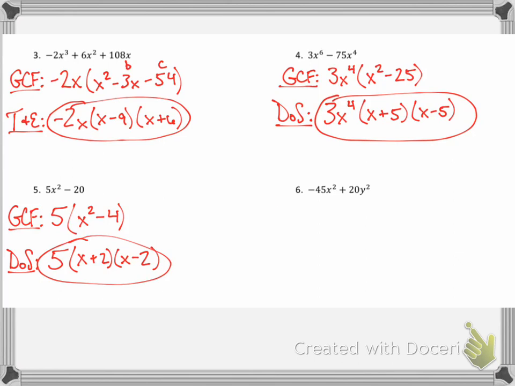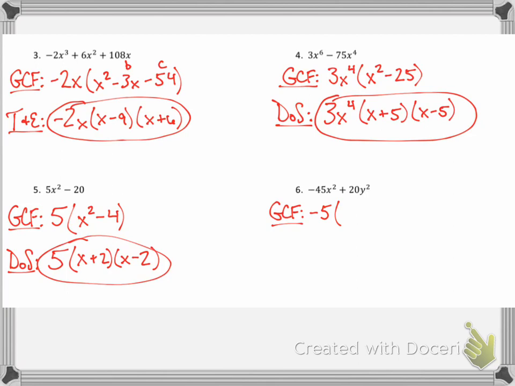And last but not least, for these types of problems, number 6, we've got ourselves a GCF again. We have negative 45x squared, 20y squared. The biggest thing I can take out is a negative 5. My leading coefficient is negative, so make sure to take the negative sign with it. You can't take a variable out because there are two different variables, so don't try to take an x or y out because they're not the same in both terms. So just the negative 5 is all you can take out.